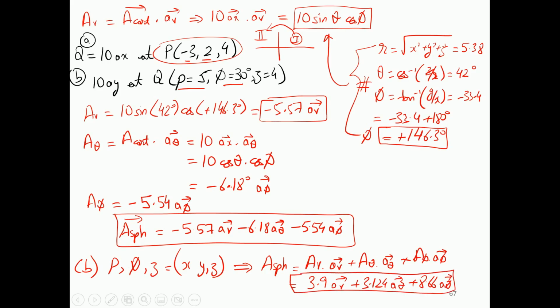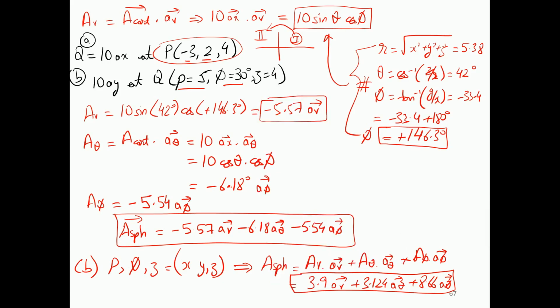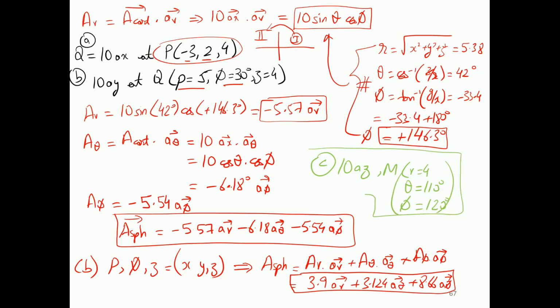And similarly, I'll give you another portion to experiment with. Let's say the question has a third part where you have a value of 10 az, and let's say the coordinates are r equal to 4, theta equal to 110 and phi equal to 120 degrees. So try this at home and convert part C into the spherical coordinate system. This will be your practice question, or a take-home question.